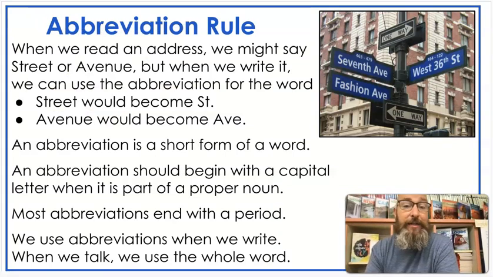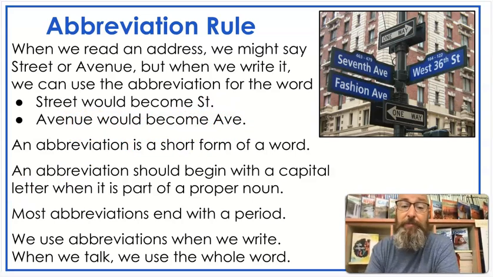When we read an address, we might say street or avenue, but when we write it, we can use the abbreviation for the word. For example, street would become capital ST, period. Avenue would become capital AVE, period. An abbreviation is a short form of a word.